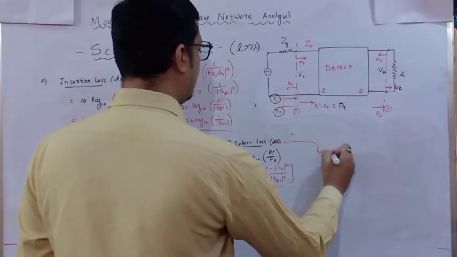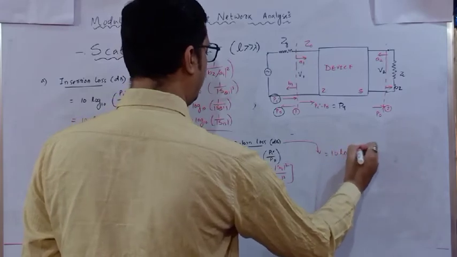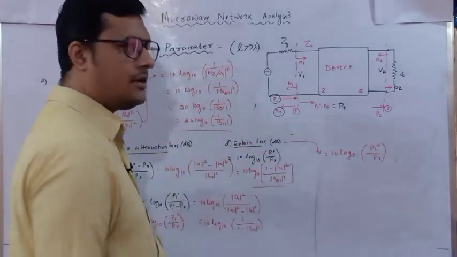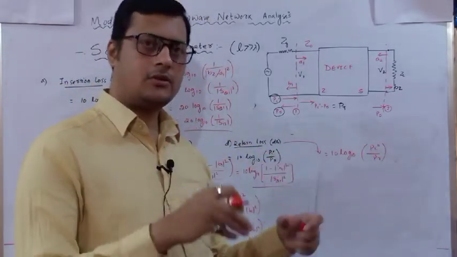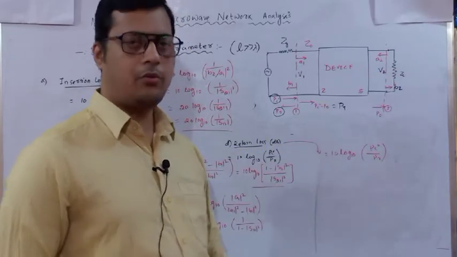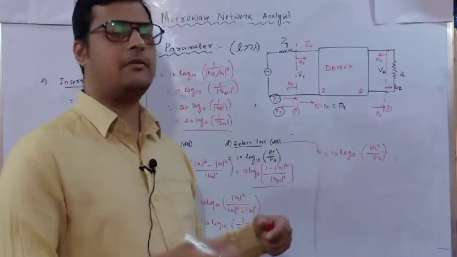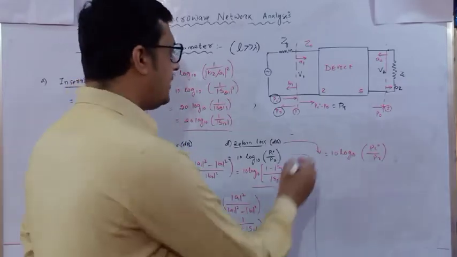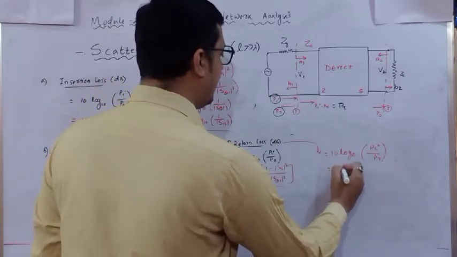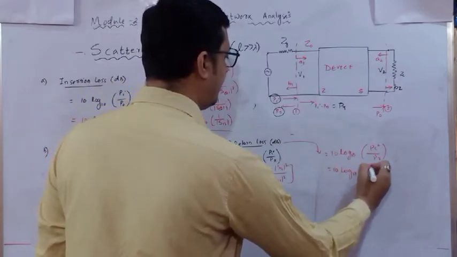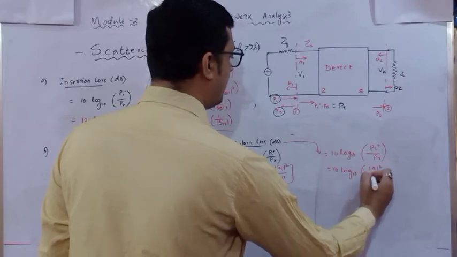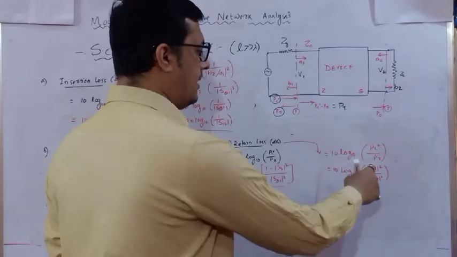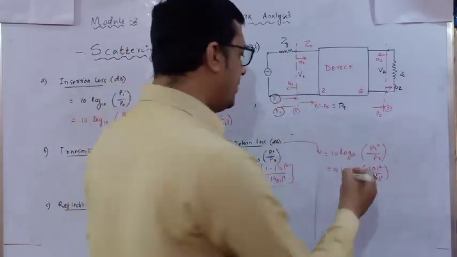Return loss is 10 log base 10 of incident power by reflected power at port 1, because the source is at port 1. If the source is at port 2, then you can take incident power by reflected power for port 2. So there are two return losses we can measure. This one is with respect to port 1. So I will write 10 log base 10 mod A1 square divided by mod B1 square. The half is cancelled out, and that too, this A1 I take to the denominator.